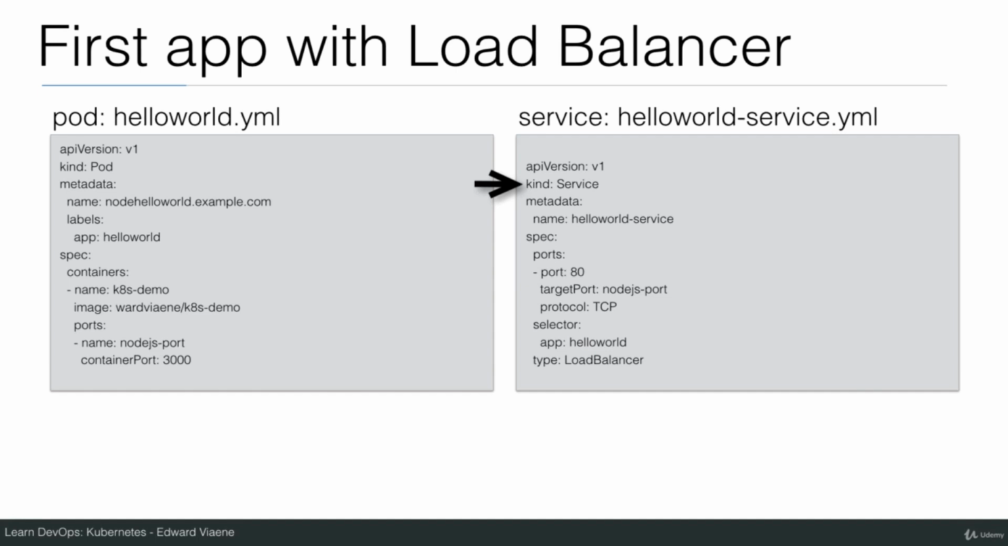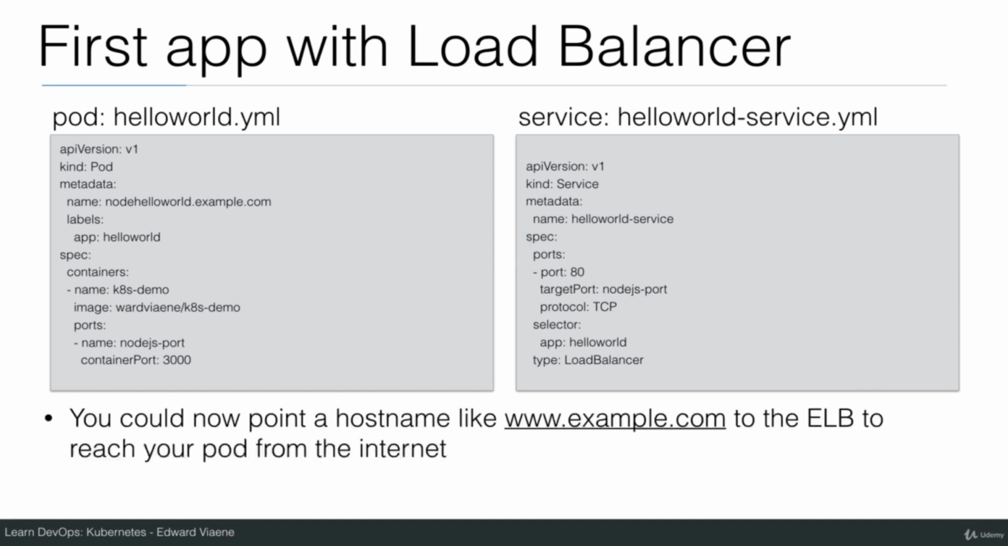So this YAML file is of kind service. It has a name, hello world service, and it also has a spec. I will go over the spec in detail in the demo. For now, just remember that you can have different services. This service is of type load balancer and will run an ELB. If you run this pod and this service, you could then point a host name like example.com to the ELB to reach your pod from the internet. So this is the way to make your application available to the internet. I will show you all the details in the next demo.